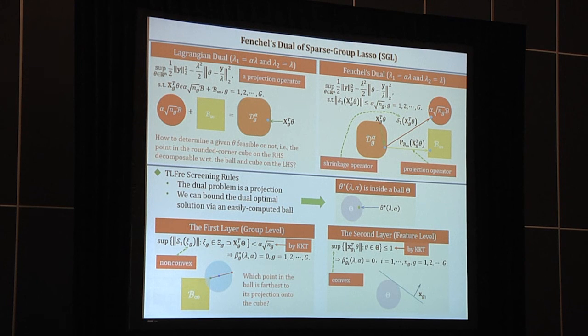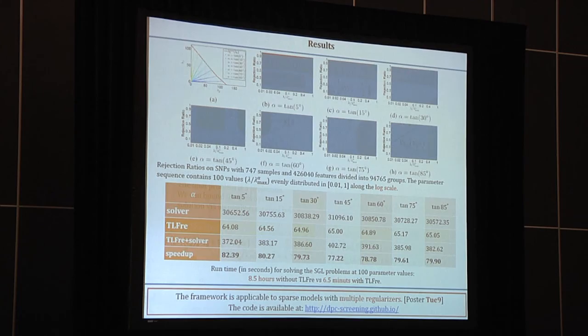The first layer aims to identify the groups with all zero components in the solution vectors by solving a non-convex optimization problem. That is, we need to find the point in the ball that is farthest to its projection onto the cube. And we can get a global optimal for this non-convex problem. The second layer aims to identify the features with zero components in the remaining groups by solving a convex optimization problem. And we also have a closed-form solution.